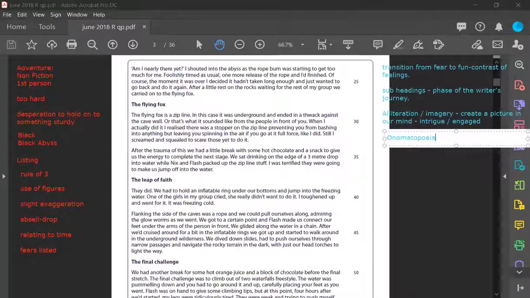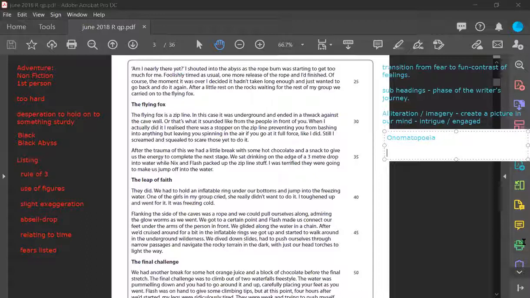Or that's what it sounded like from the people in front of you. So it paints a very funny picture in your mind, because you will feel that people are sliding on this line from one side of the hill going to the other and banging into the wall. This is what the writer has described.